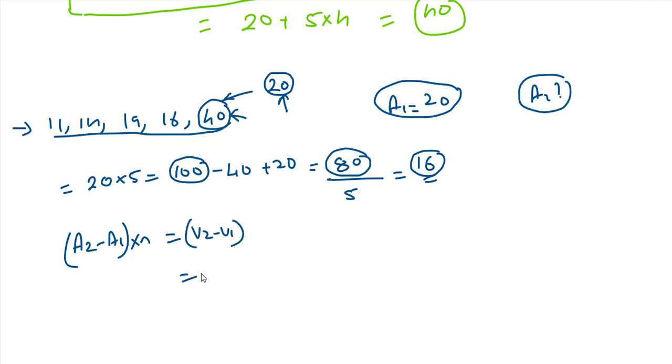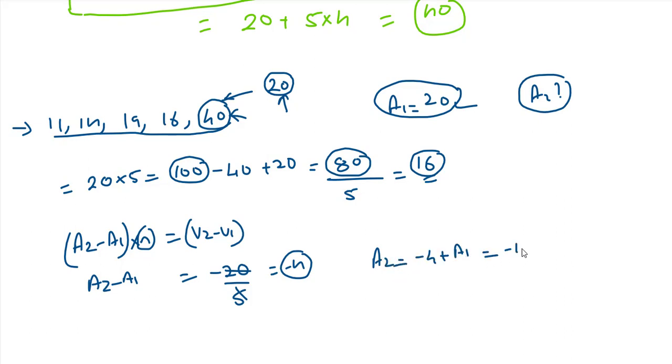So the change in value is new value minus the original value, which is 20 minus 40, which will be minus 20, divided by the number of entries. Number of entries are 5. So this will give you the change in average, A2 minus A1, which will come out to be minus 4. You have the change in average, you have the initial average, you can find the new average. So A2 will be equal to minus 4 plus A1. A1 is 20, it will be minus 4 plus 20, which is 16.